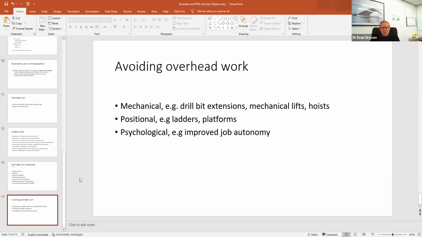And then lastly, just for completeness, the psychological aspects. Improved job autonomy means that you don't have to keep on working. If you're getting problems, you can stop, take a break, go and do another job, which is not so arduous, and then come back to the problem area.